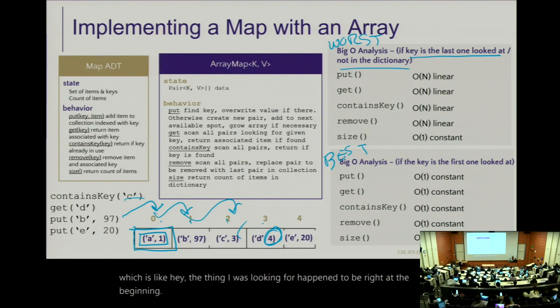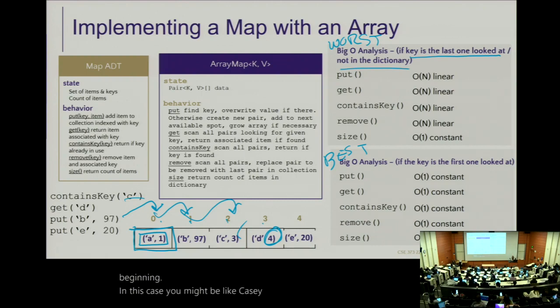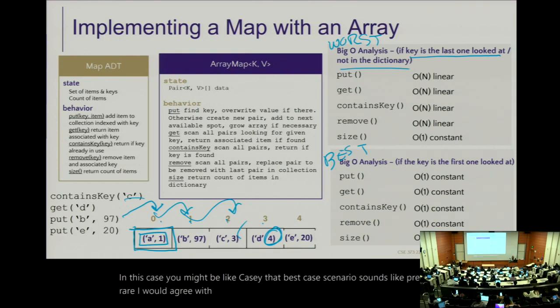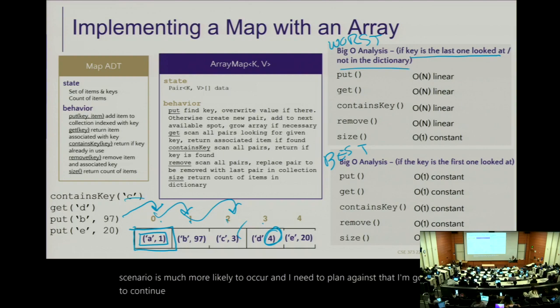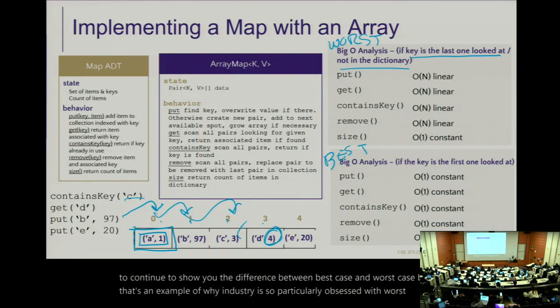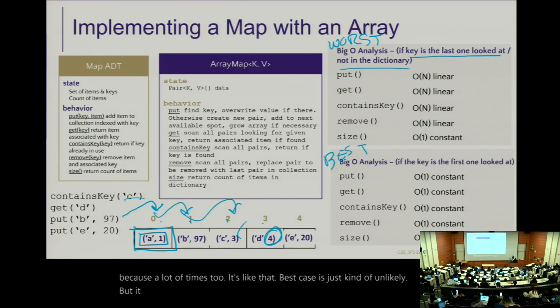In this case, you might say, Casey, that best case scenario sounds pretty rare. I would agree with you, and I would say in this situation, most people are not going to care about the best case scenario. They're going to just assume that's probably not going to happen. We have to assume the worst case scenario is much more likely to occur, and I need to plan against that. I'm going to continue to show you the difference between best case and worst case, but that's an example of why industry is so particularly obsessed with worst case, because a lot of times the best case is just kind of unlikely. But it does help us get a sense of what's happening here.